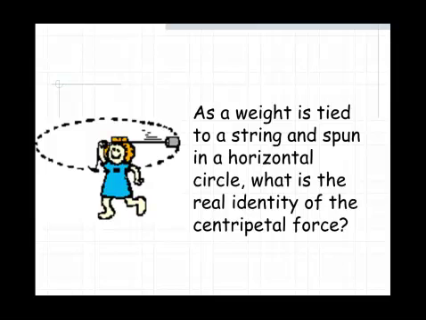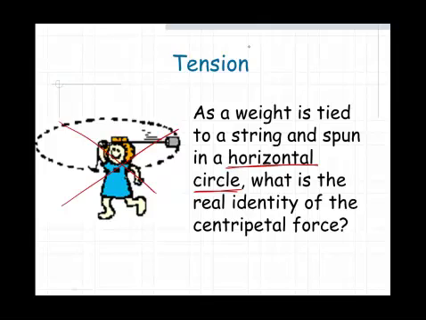Another example is a weight that's tied to a string that's spun horizontally in a circle. What is the real identity of the centripetal force? In this case, it's tension. This is actually kind of a bad example because in the real situation, it wouldn't be a flat horizontal circle. But if it was in a horizontal circle, the centripetal force would be tension.